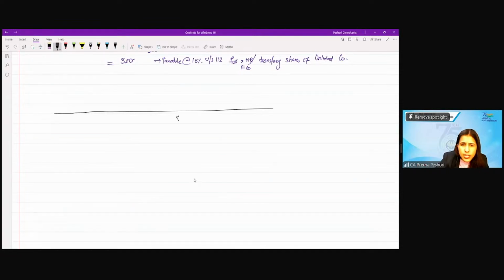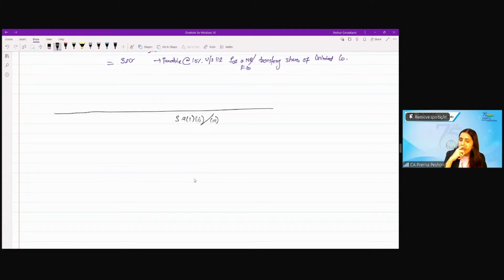Now the rest are very simple. 912 and 913 are basically with respect to the salaries. 912 is with respect to the salaries earned in India. 913 is with respect to salary payable by the government.